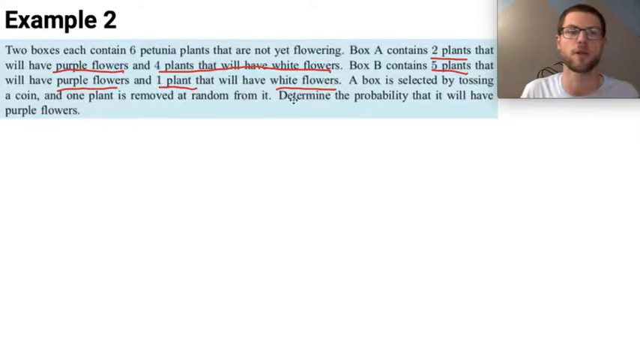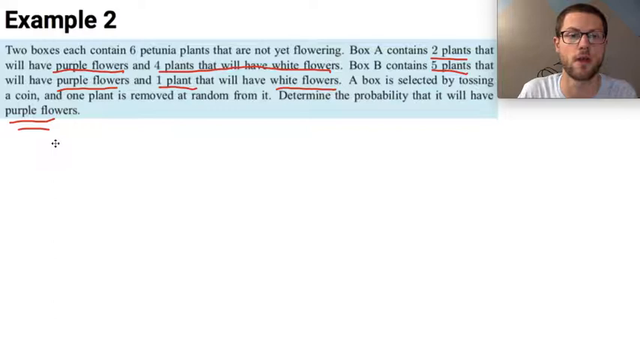A box is selected by tossing a coin, and 1 plant is removed at random from it. We want to determine the probability that it will have purple flowers. So a couple things. There's a bigger picture to this problem here. Let's actually draw a picture of what's going on.